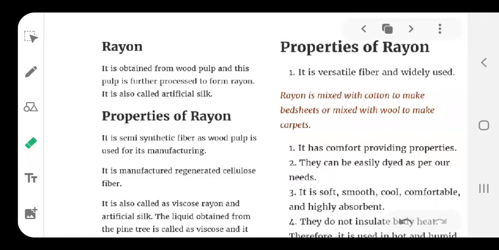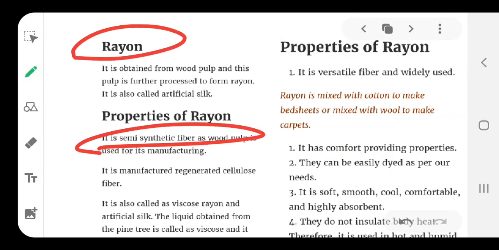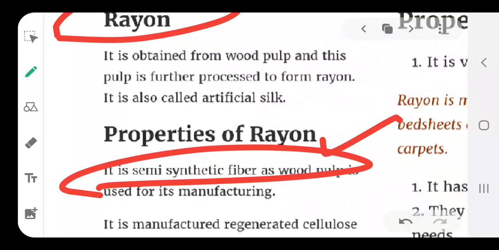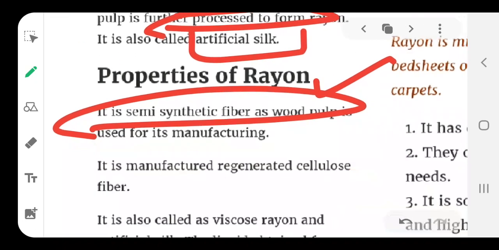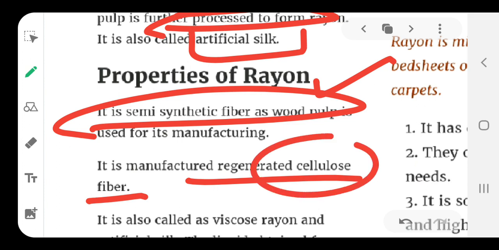The first one in your textbook is rayon. This is basically a semi-synthetic fiber because we use wood pulp in making it. Underline the words obtained from wood pulp, and then they undergo processing. We also call it artificial silk because it has the features of silk. Underline the second point: it is manufactured from regenerated cellulose fiber, because as I have told you, it is obtained from wood pulp.